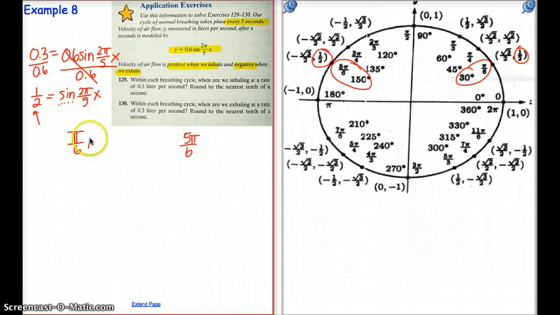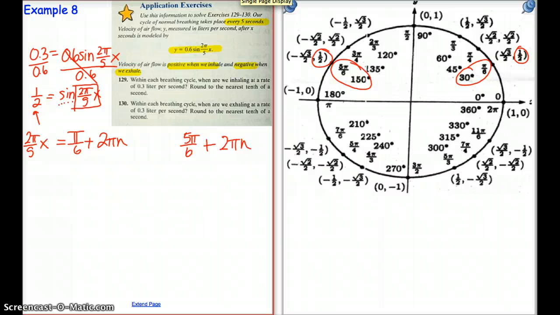And of course, we once again want to consider that we could go full circle and still be there. Same thing with the 5 pi over 6, just like we've been doing in class. But we're not done, because that's the angle value, and we have some more work to do because the angle has a period factor here. So 2 pi over 5x needs to equal pi over 6 plus 2 pi n.